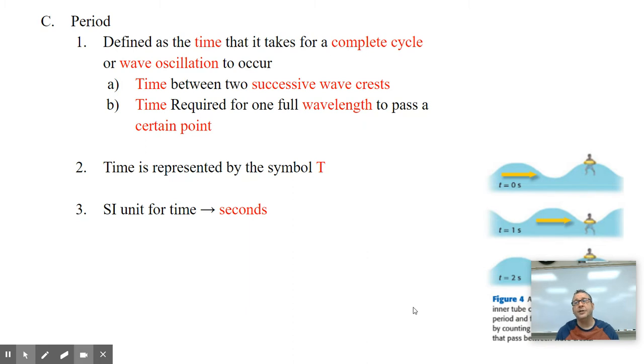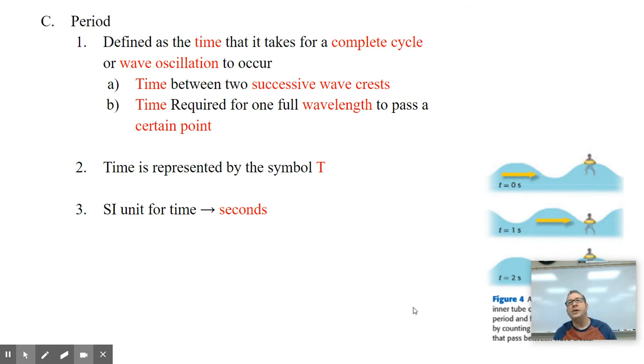Okay, now we start getting into the math area. We're going to be looking at how we relate period and frequency together, and also wavelength over the next few slides. Anyway, we mentioned what a period is in terms of sound waves. It's the time that it takes for a complete cycle or wave oscillation to occur. It's the time between two successive wave crests, or we also say it's the time required for one full wavelength to pass a certain point.